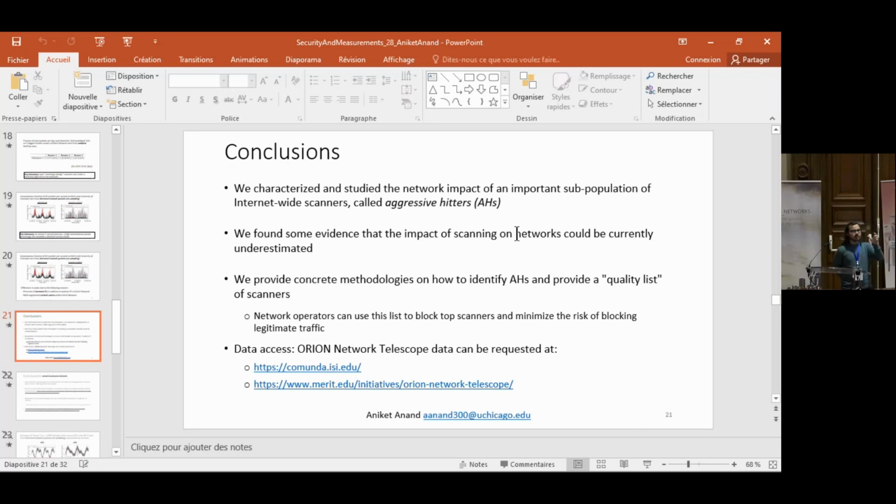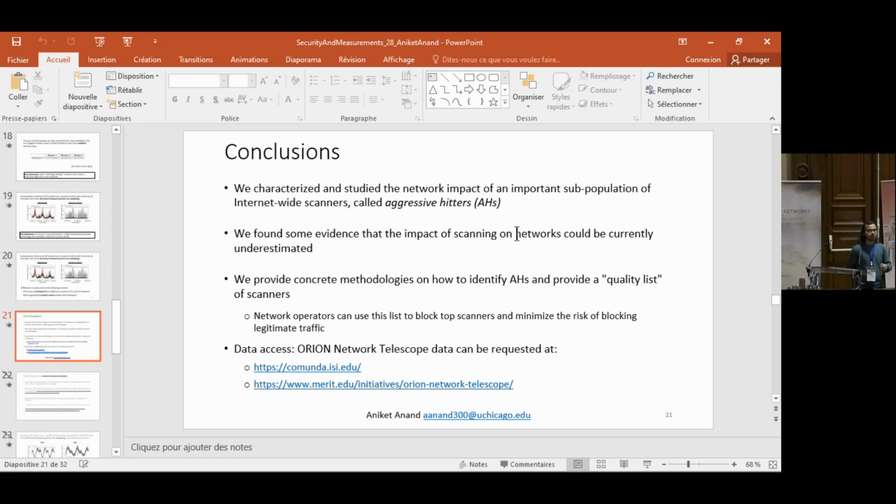Okay, so I'll start by answering your second question. So the 1% or even the 5% impact that we found is the collective impact of all the aggressive hitters. There are several aggressive hitters that keep scanning our network continuously, and their cumulative impact is 5% or 1%. Of packets, not bytes, packets.